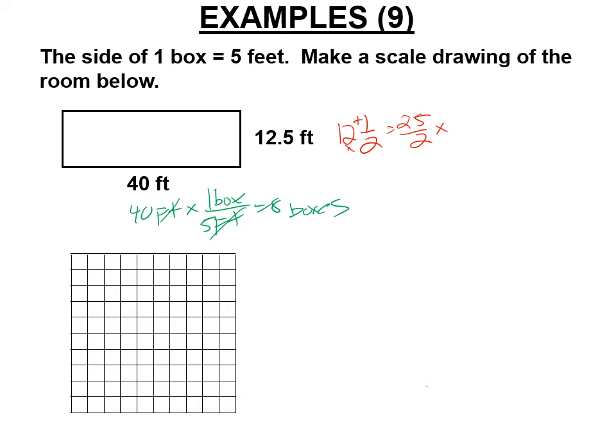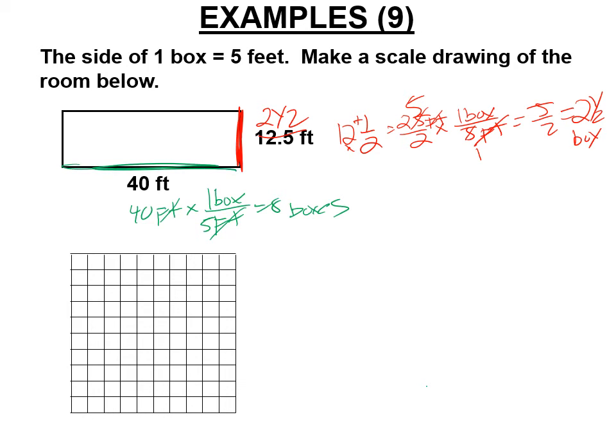Times 1 box equals 5 feet. Oh, look at that. Fractions were our friend. This was feet, by the way. I should have written that. So the 5 cancels, and that becomes 5, and this becomes 5 halves, or 2.5 boxes. So we're going to go 2.5 boxes this way, and we're going to go 8 boxes that way.